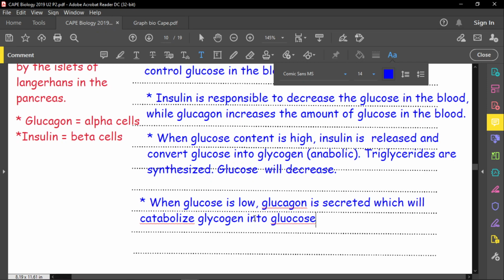All right, so when this happens now, which is very important, you catabolize it into glucose. And what is important here as well is that fatty acids, just to make a note right here, are released as well, okay? Fatty acids are released. And once fatty acids are released, they will inhibit the release of glucagon, okay? All right. So the release that inhibits glucagon.